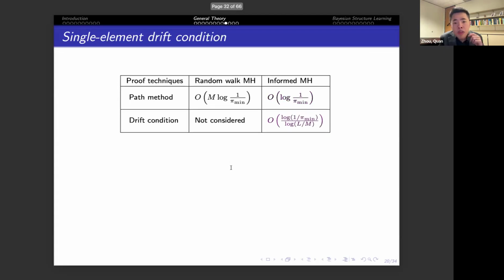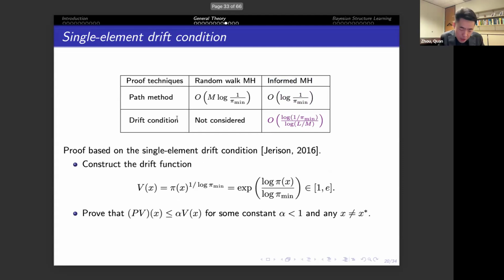Okay. And finally, in this entry, we were still studying the informed Metropolis-Hastings algorithm, but we proved the mixing time bound using another technique, that is the drift condition. Okay. So for those of you who work on the drift and minorization conditions, you know that there are just many versions of the drift and minorization conditions.